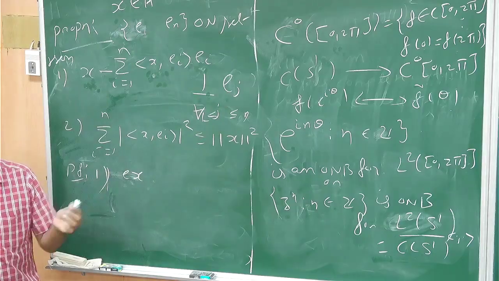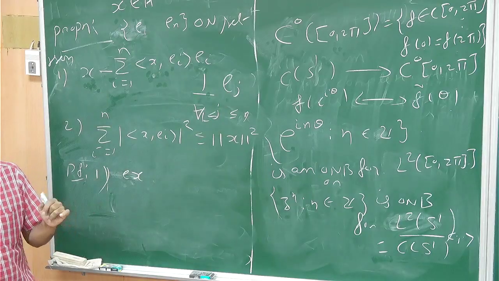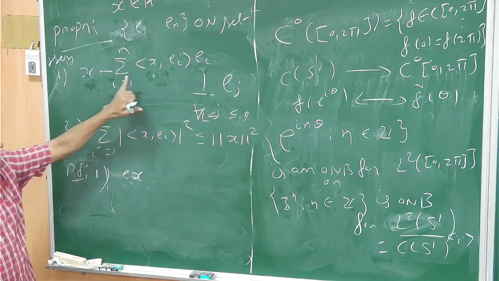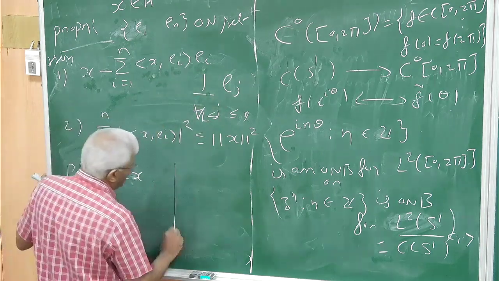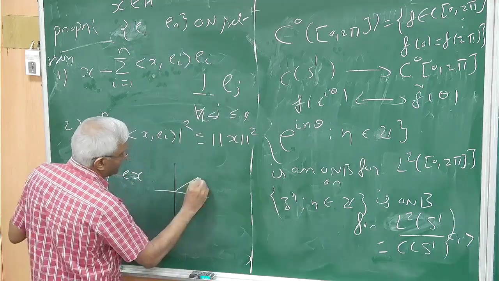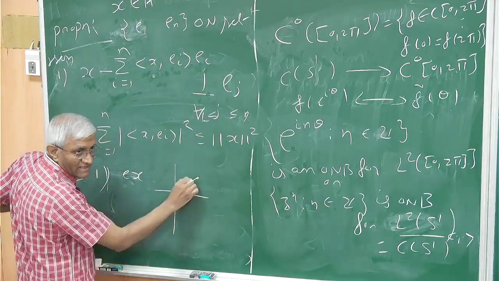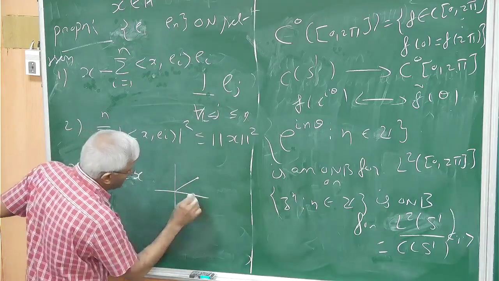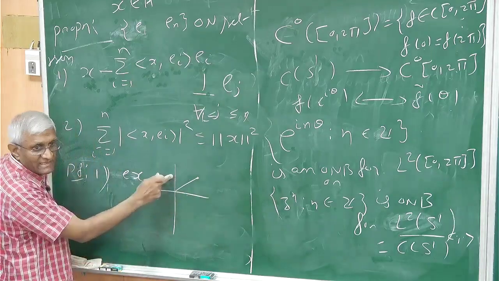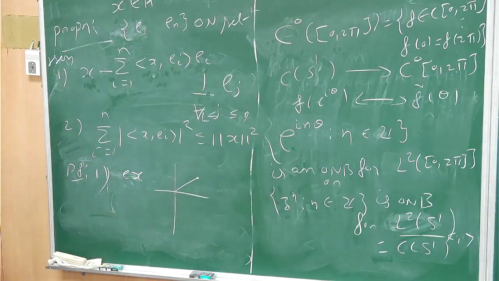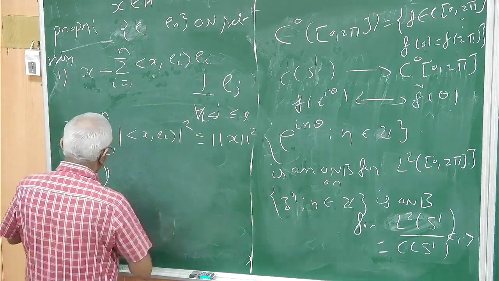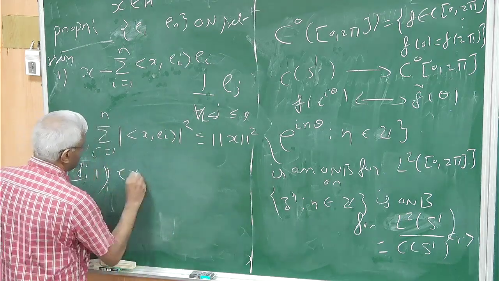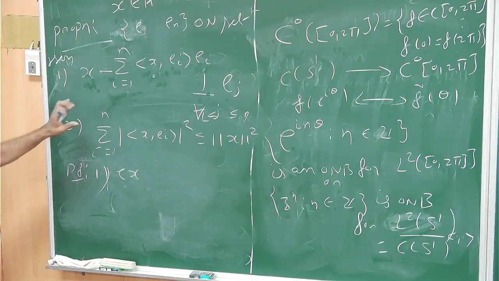X is a vector, you can add and subtract two things in a vector space. It is like saying that if you take one vector x, then you take e1, and take the component of x along e1. If you subtract it from x, that will be orthogonal to e1. That's what this says. Exercise. I told you the proof, you just write down the proof.